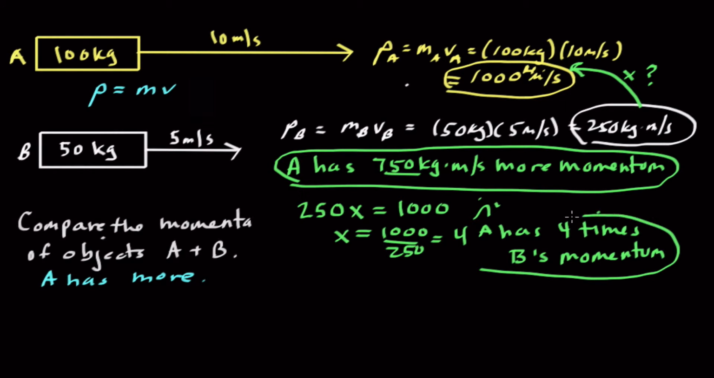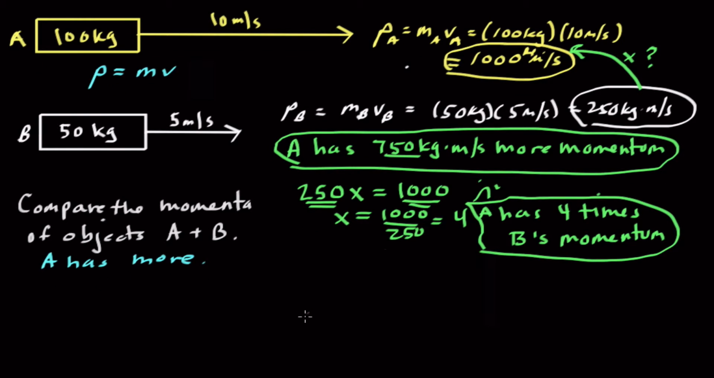And that is true. And that's what this is showing us. This is A's momentum. This is B's momentum. So if A is 1,000 and B is 250, A has 4 times B's momentum. So that's the long way to do it. There is an easier way to do this, a faster way certainly, and that's to use proportional reasoning.